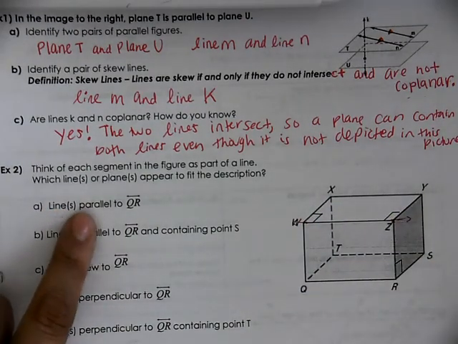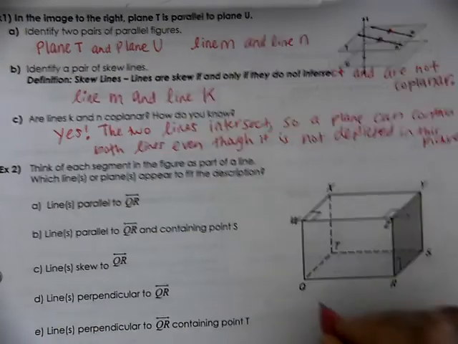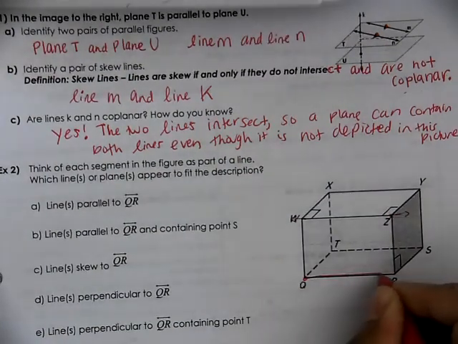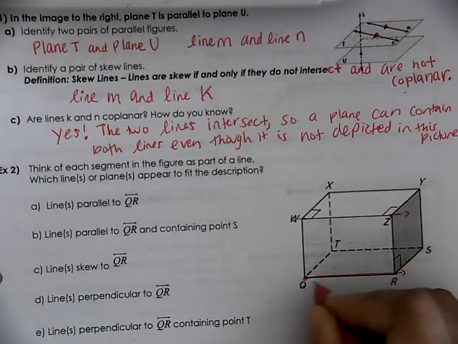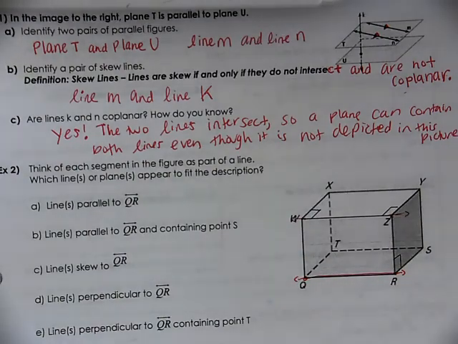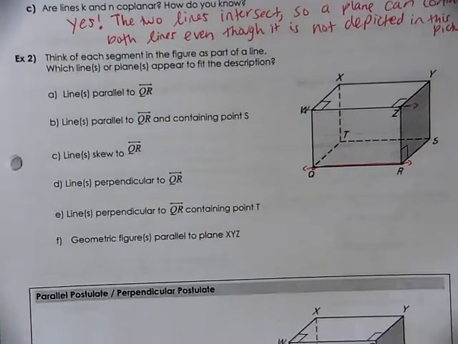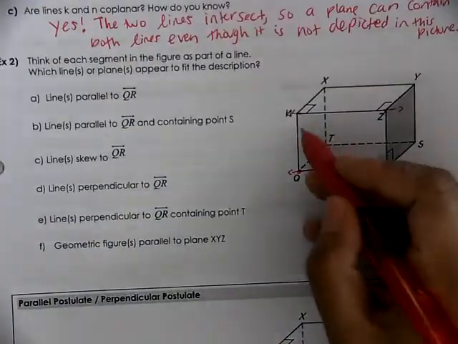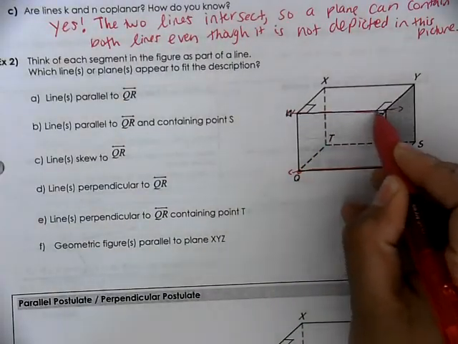Okay, so lines that are parallel to QR. So here's QR. And I can again imagine arrows if I want to because they're going to go on forever. I want to look for lines that are parallel to it. So it does help to draw as much as you need to on this image. So I could say this one here.